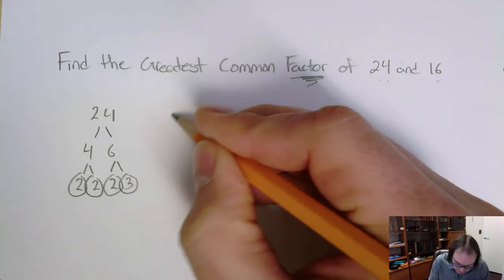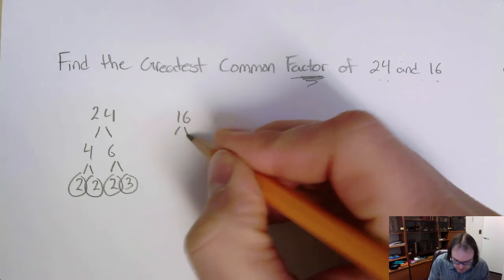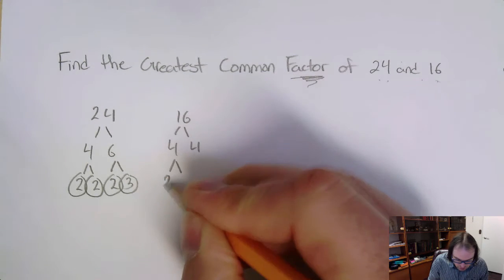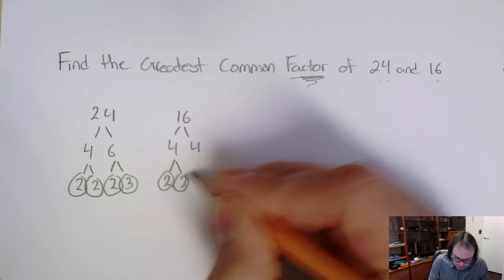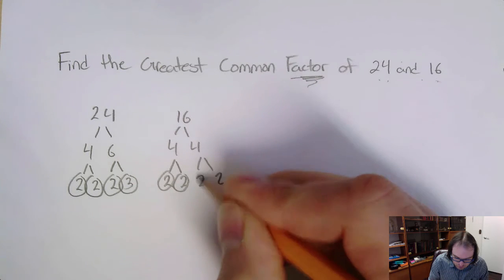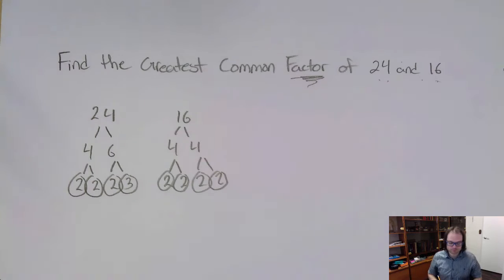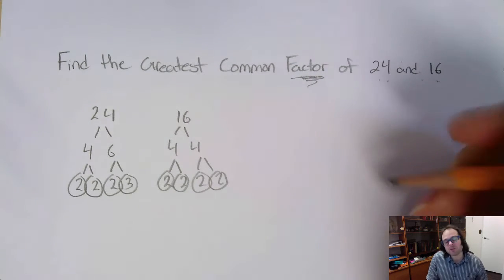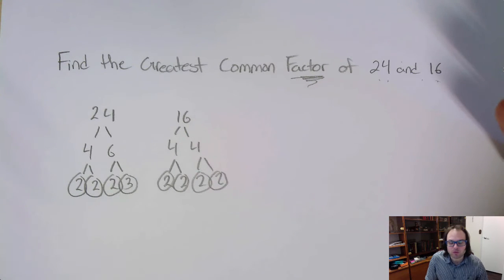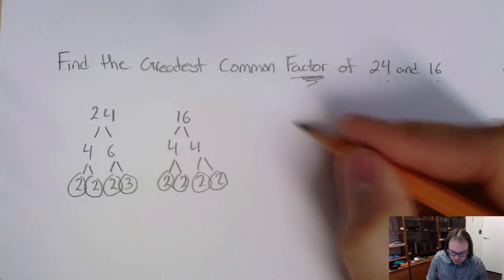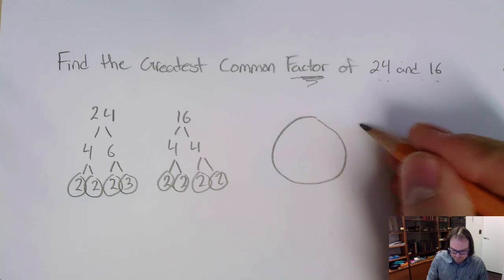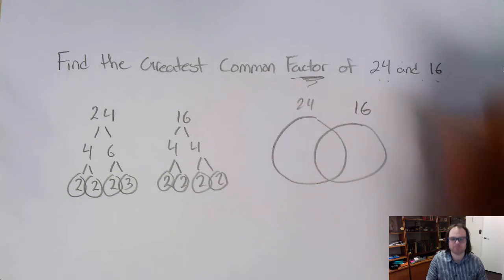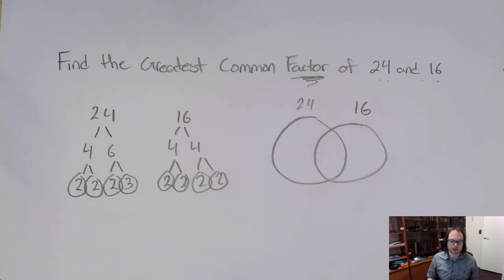Now let's look at 16. 16 is 4 times 4, or you could go 2 times 8. And this breaks down to 2 and 2, which are prime. And this is going to break down to 2 and 2, which is prime. Now, we're going to do the same thing that we did with our lowest common multiples, and that is we're going to make a Venn diagram. So here's going to be my Venn diagram. And one circle is going to be 24, and the other one's going to be 16. And we're going to set this up the same way.